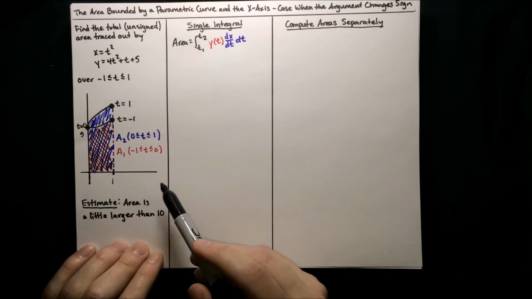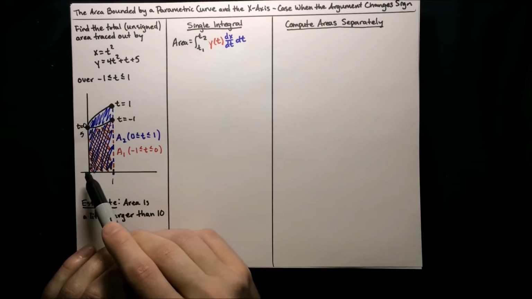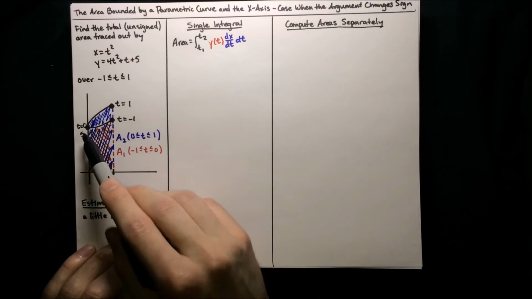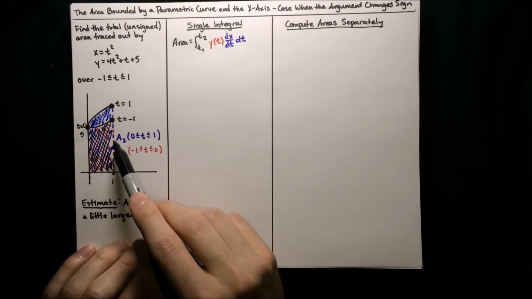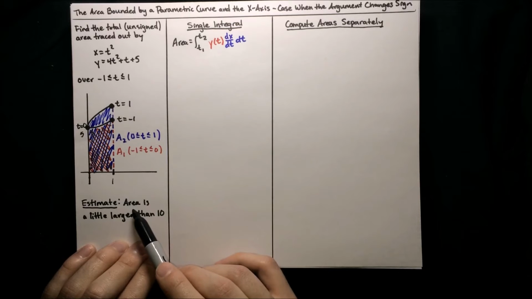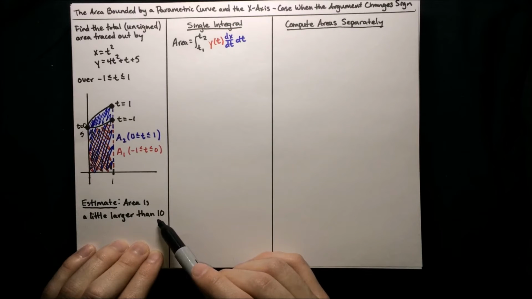Let's start off by getting an estimate for the areas. Each area contains a rectangle of dimensions 1 and 5, so each area should be a little bit bigger than 5. So then the total area, when we add them together, we should find that the total area is a little larger than 10. We'll just use this estimate to make sure our result makes sense when we compute it.